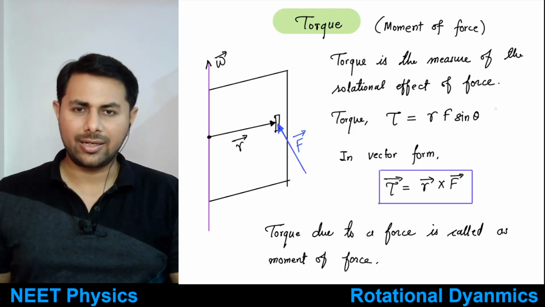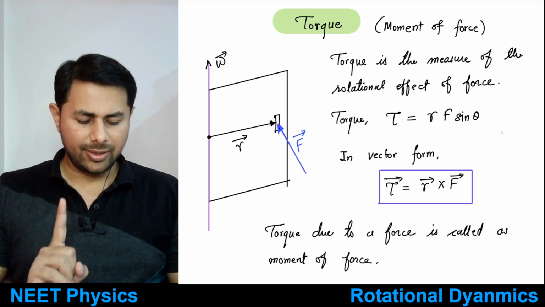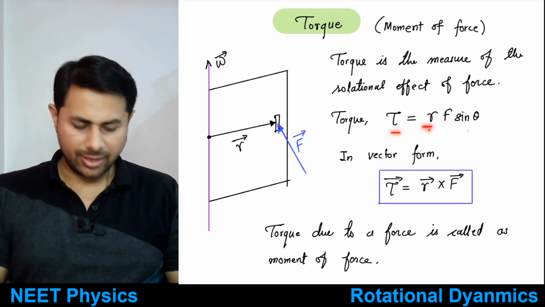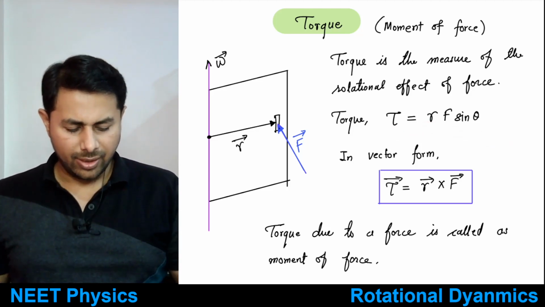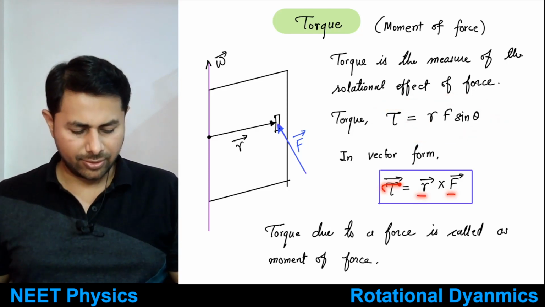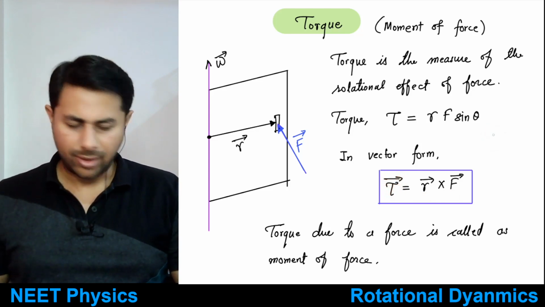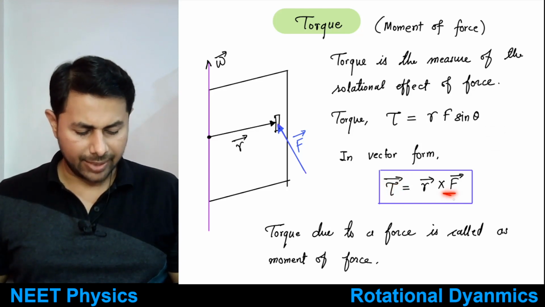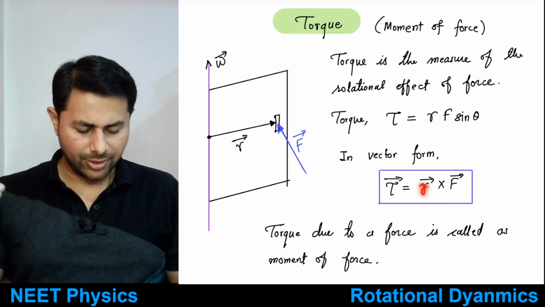It's maximum when the angle is 90 degrees, and we know sine of 90 is maximum, sine of 90 is 1. So that means this rotational effect depends on r, it depends on F, and it depends on sine of the angle between r and F. And therefore it must be what? The cross product of r and F. So torque, we denote by this letter tau. So tau bar is the torque due to the force F acting at position vector r bar. So it is r bar cross F bar.